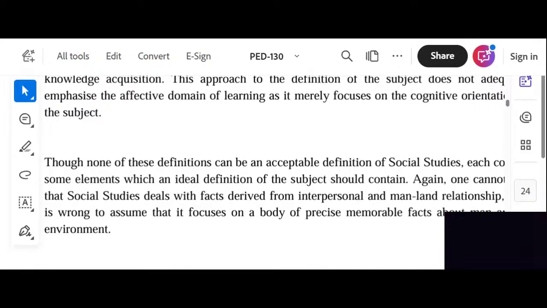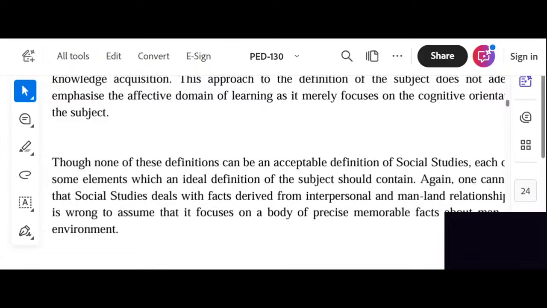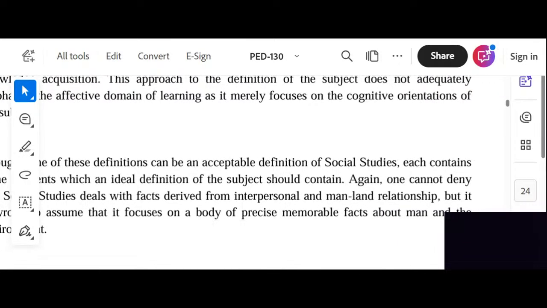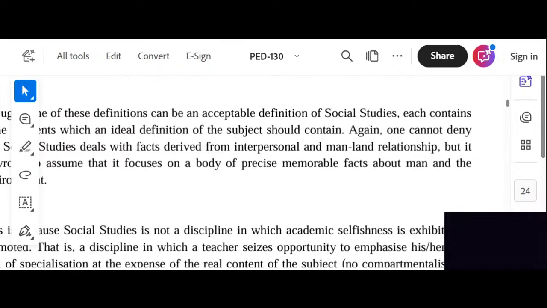in the behavior. Though none of these definitions can be an acceptable definition of social studies, each contains some element which an ideal definition of the subject should contain. What they are saying is that it's not like these definitions we've mentioned earlier are totally wrong. It's just that they are lacking. They are too restricted. They are too narrow. So they are lacking in themselves. There are things that social study covers more than what they presented.